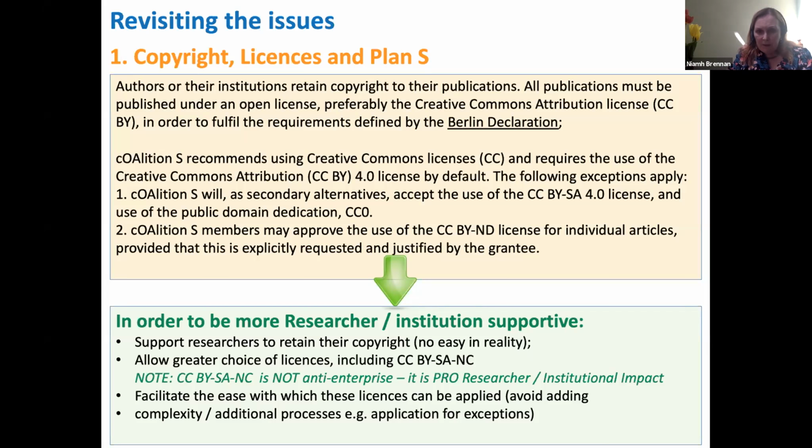I have already made the case for a greater choice of licenses without adding in another process for researchers to go through. Give them the information, trust them to make the right choice, and offer them that choice and allow them to do it, is what I would say, because it is causing us a problem on the ground in relation to this. And I mentioned already that non-commercial is not anti-enterprise, it's pro-researcher and it's pro-institutional impact.